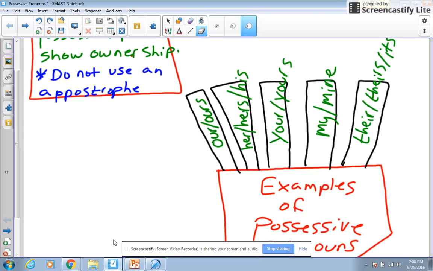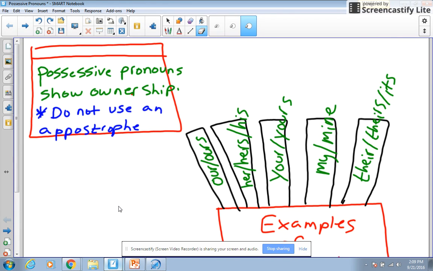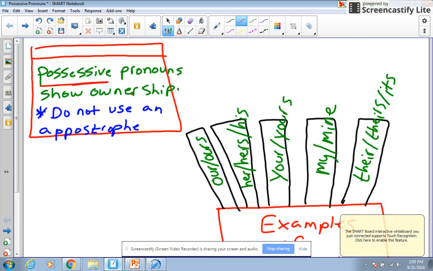The first thing I'd like to do is talk about the definition of a possessive pronoun. A possessive pronoun is a word that shows ownership. Notice how we have this word possessive in our definition or even in our title. Notice how possessive, to possess something, means to own something. This is the really important part right here. With a possessive pronoun, we never use an apostrophe.